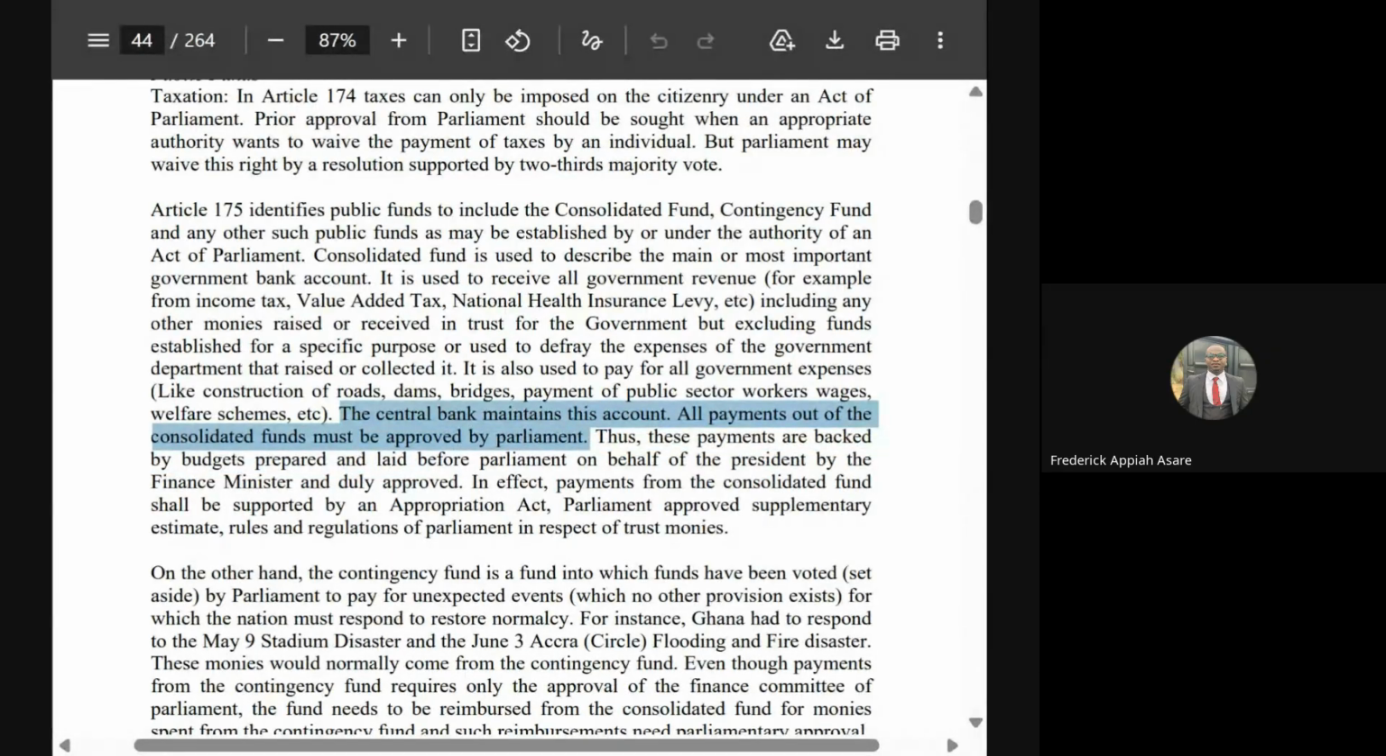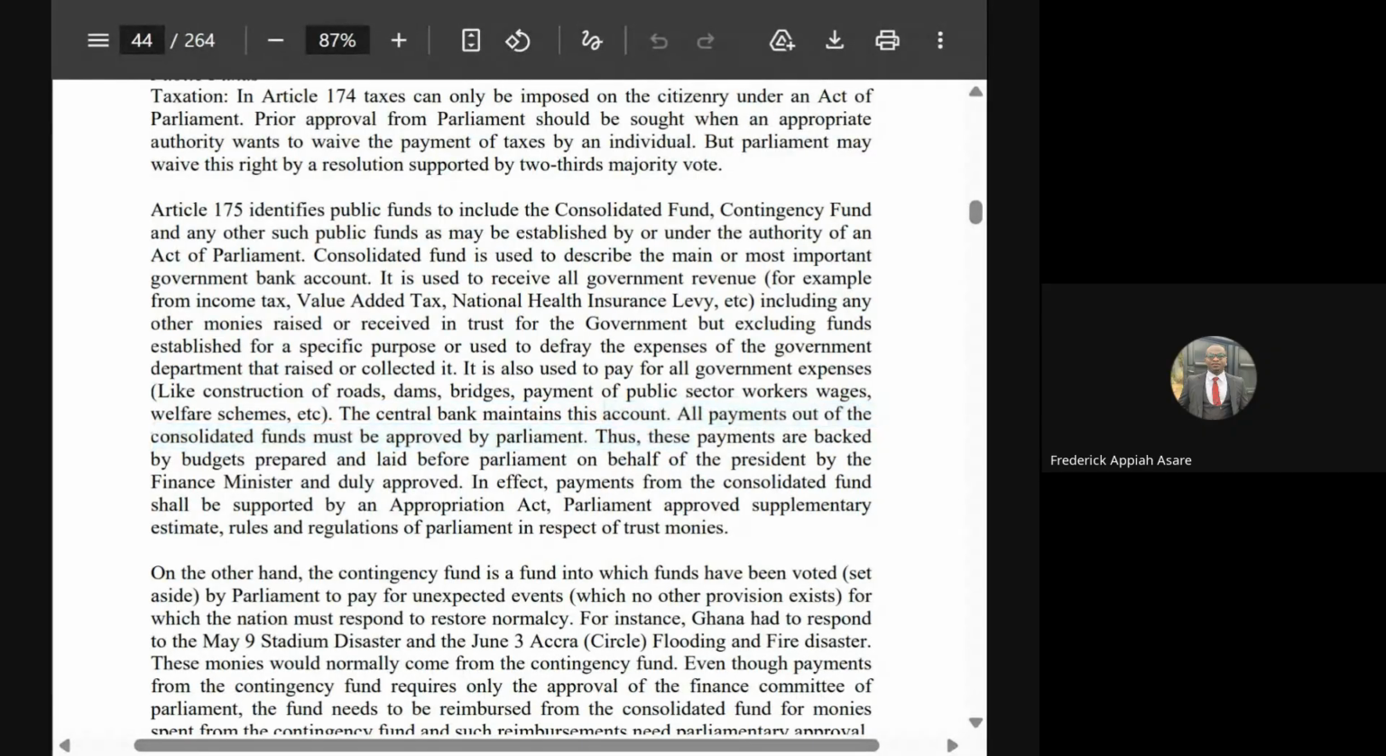The Minister of Finance or Central Bank can't just go in there to take money. All the money that comes from it are all payments out of the Consolidated Fund. And before you can do that, the Minister of Finance must send it to Parliament that they want to withdraw money from the account. And it has to be approved.